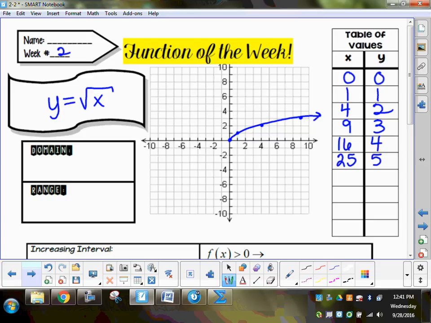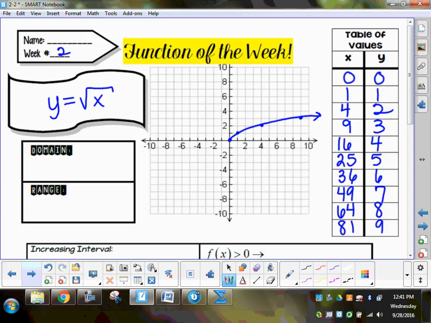Now I can continue this out. We would get 36, that's 6, 49, 64, 81. When I plug in a 36, I get a 6, 49 gives you a 7, 64 gives you an 8, 81 gives you a 9. Notice what's happening and where the data is going.